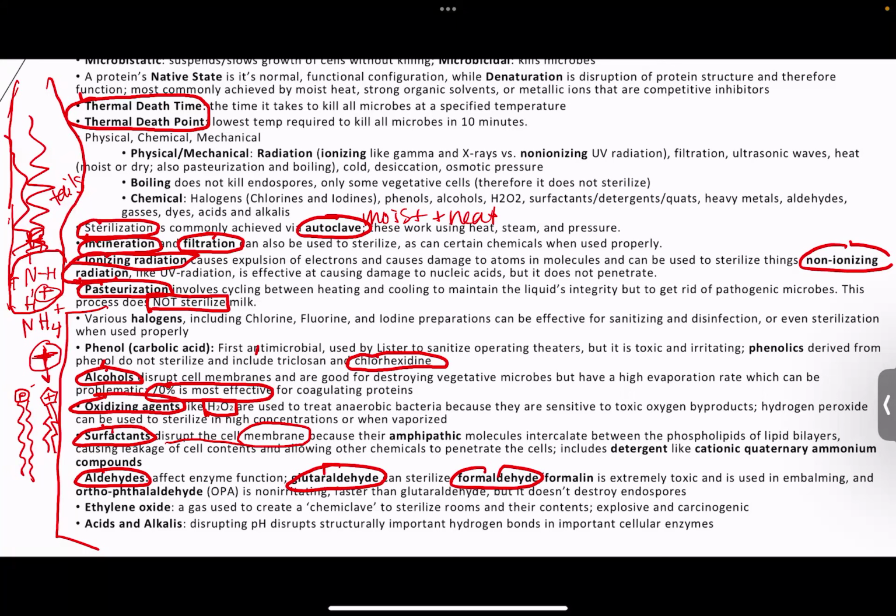And so one that we can use around people a little bit more is orthophthalaldehyde. I won't make you type it out, I promise you. But orthophthalaldehyde, also known as OPA, is a lot more human friendly, but it doesn't sterilize. So that's the takeaway with that.